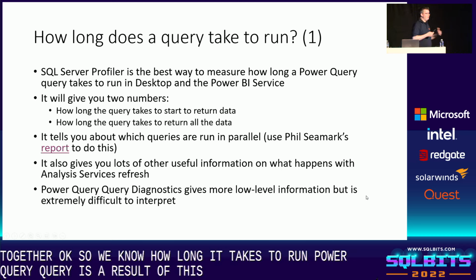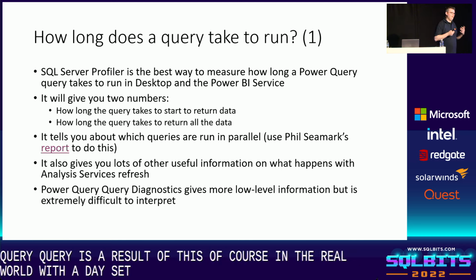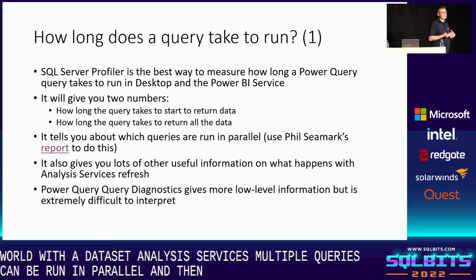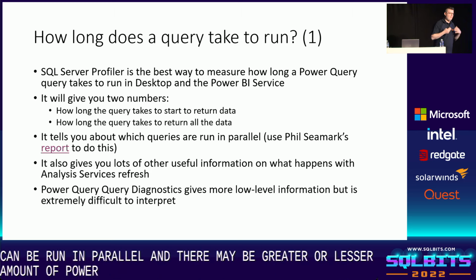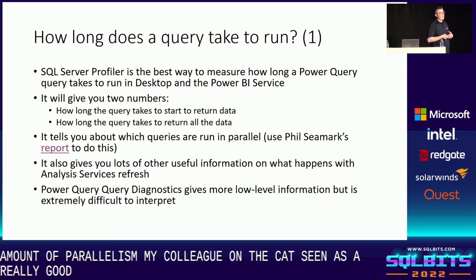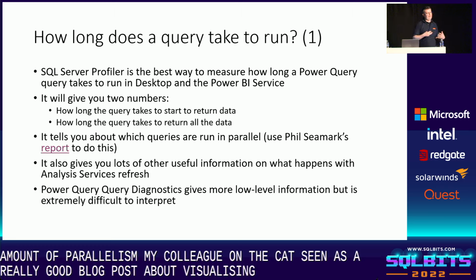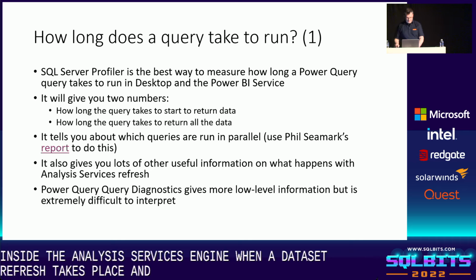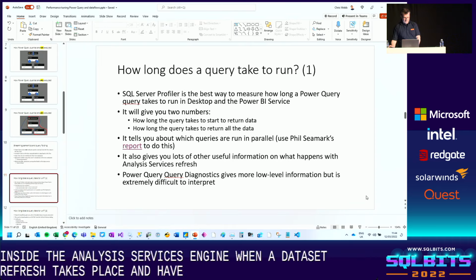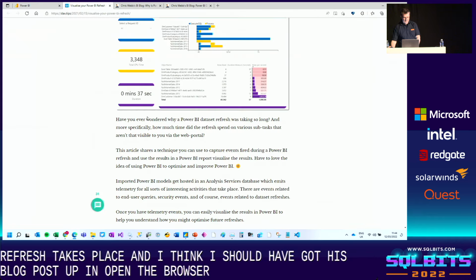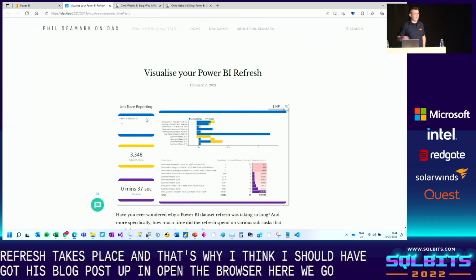Of course, in the real world, with a data set connected to analysis services, multiple queries could be run in parallel, and there may be greater or lesser amount of parallelism. My colleague on the CAT team, Phil Seamark, has written a really good blog post about visualizing what happens inside the analysis services engine when a dataset refresh takes place. And actually, I think I have his blog post open in the browser. Here we go. I highly recommend using this.